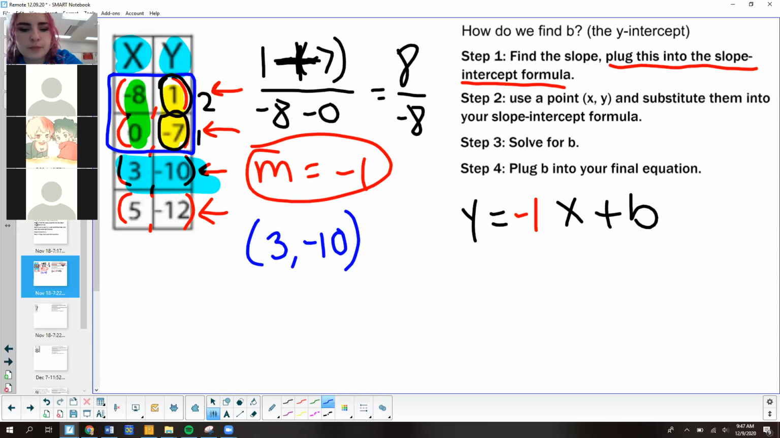I'm going to replace, let me get my highlighter back out. I'm going to replace x with 3, and I'm going to replace y with negative 10, because that's a y value. Because remember, this is x, this is y.